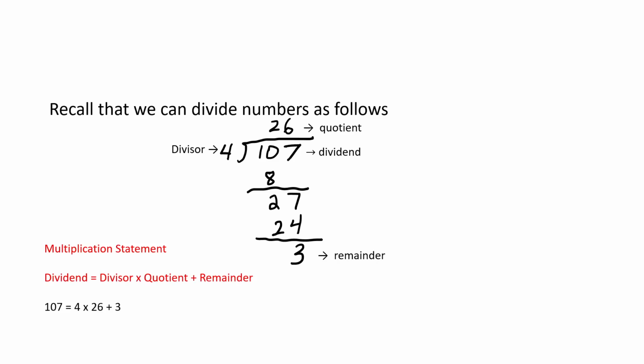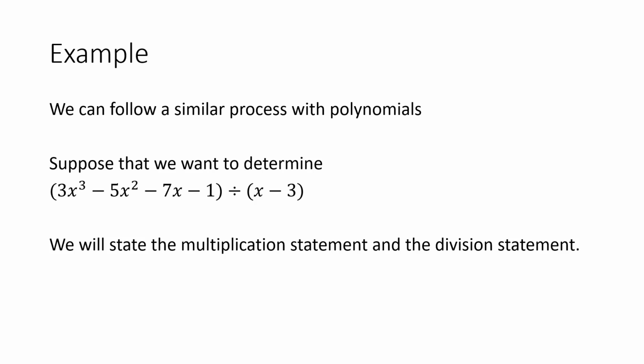And our multiplication statement will be dividend equals divisor times quotient plus remainder. So in this case, 107 equals 4 times 26 plus 3. And that's true. Our division statement will be dividend over divisor equals quotient plus remainder over divisor. So 107 over 4 equals 26 plus 3 over 4. And that's true. Well, we can follow a similar process with polynomials.